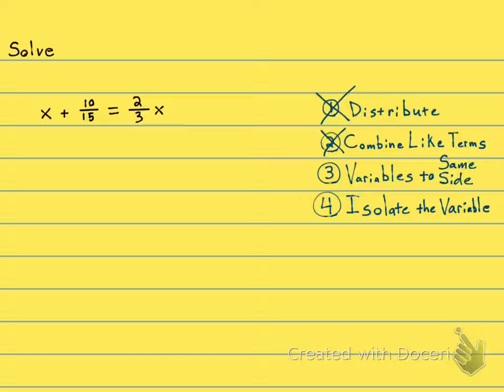Now I do have two terms of variables, this x here and this 2/3 x. I need to get them on the same side, and I know that you might be used to moving them all to the left, but in this case, since my one constant term, my non-variable term, is on the left, I'm going to leave that one where it is, and I'm going to move this variable term over to the right.